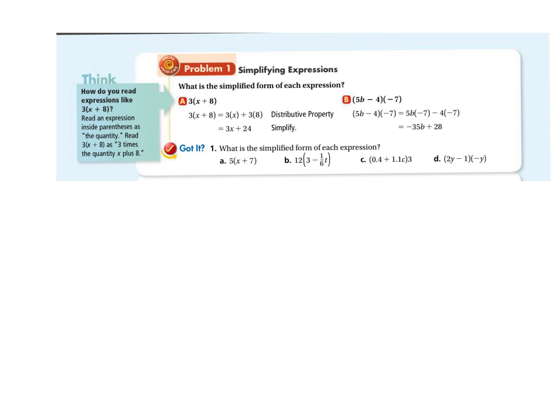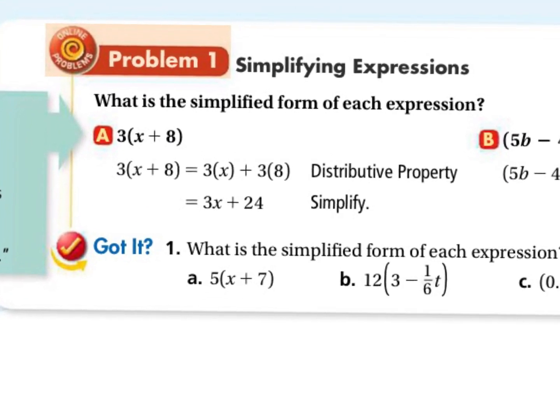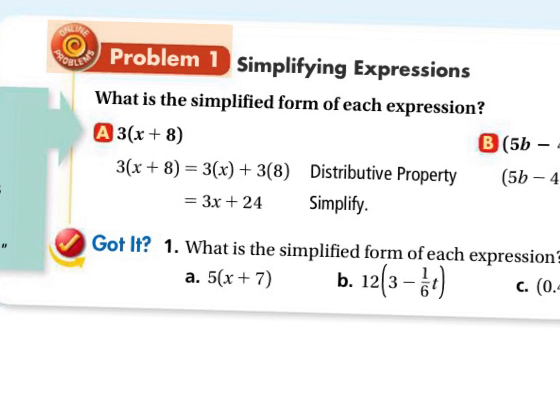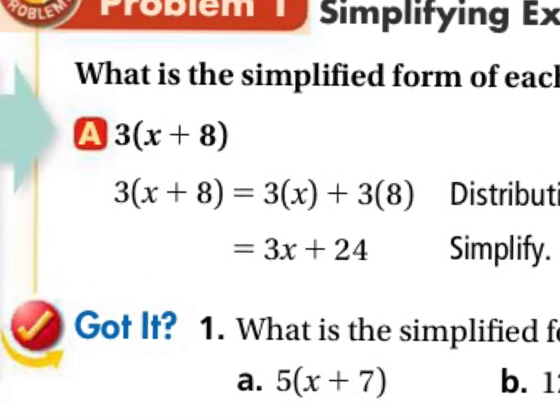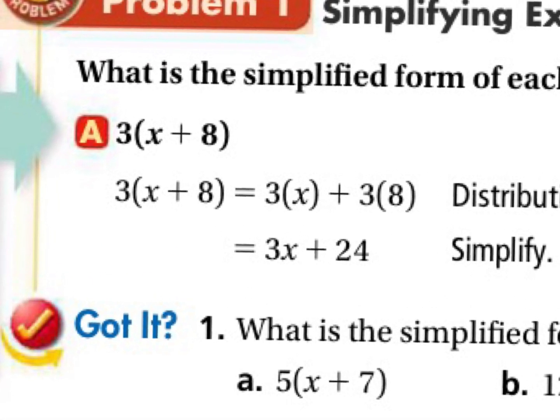So if we look at problem 1, now here come the variables for sure. What is the simplified form of each expression? So if we still have parentheses and we have a number outside of it, and they're adding or subtracting in the parentheses, that's not going to be considered simplified. For simplifying, we are going to go ahead and use the distributive property.